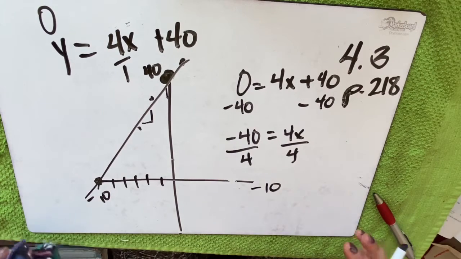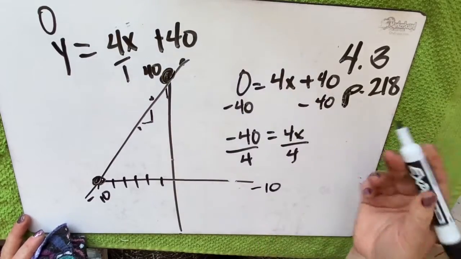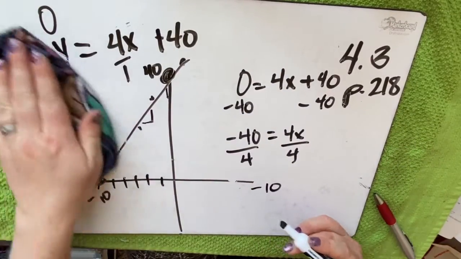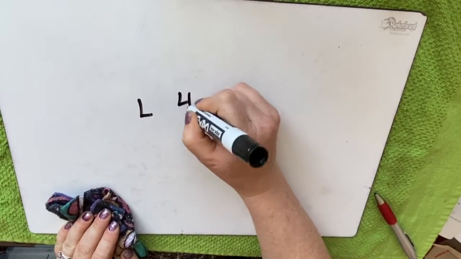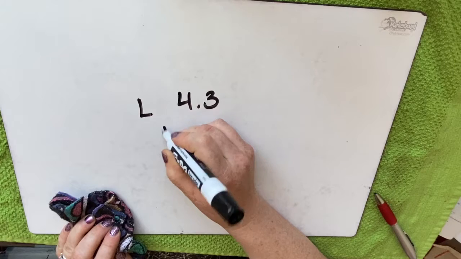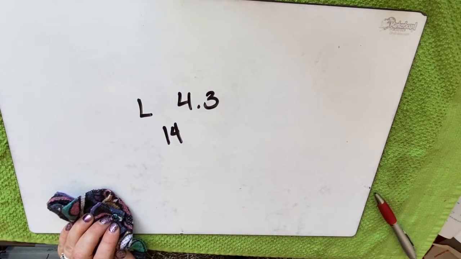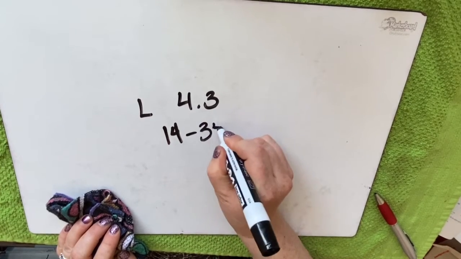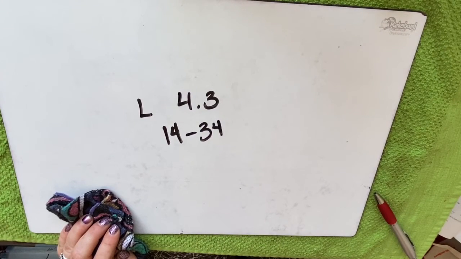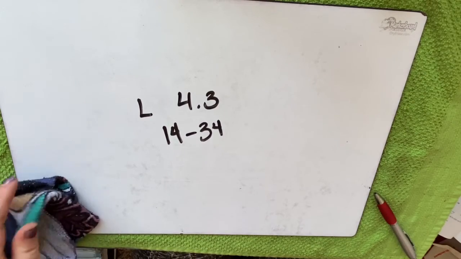So that's basically what we're doing today. We're finding the x and the y intercept by substituting in 0. Okay, so you are doing lesson 4.3, 14 through 34. Finding x and y intercepts. Okay? That's what you're doing today. See you tomorrow.